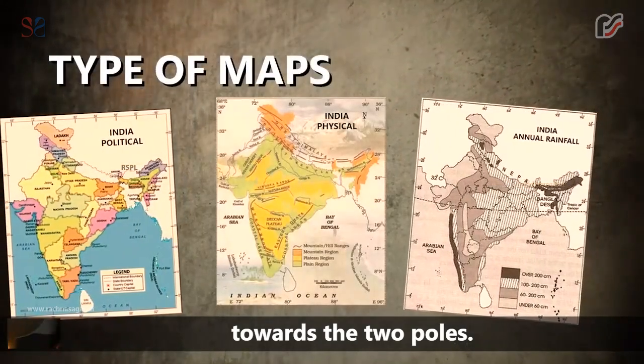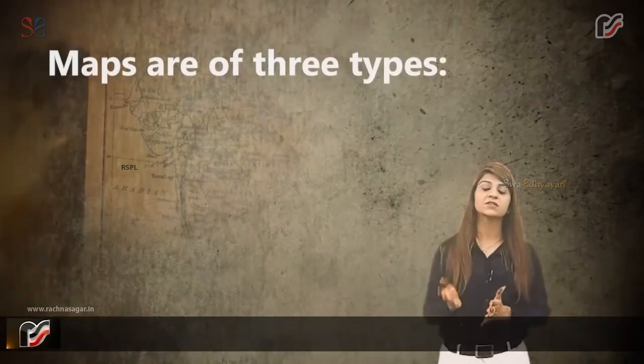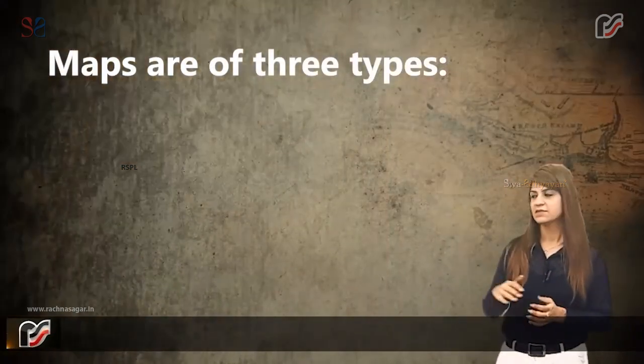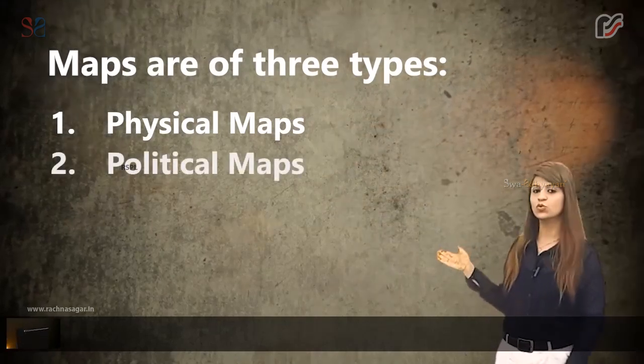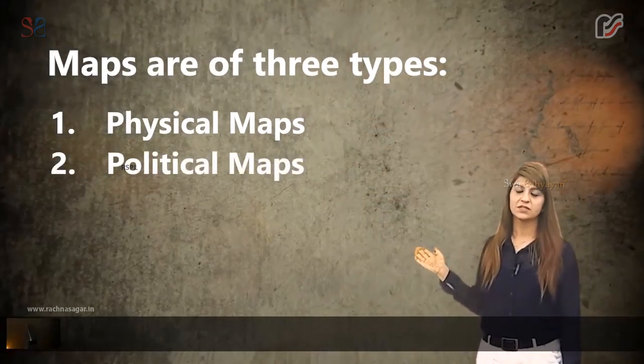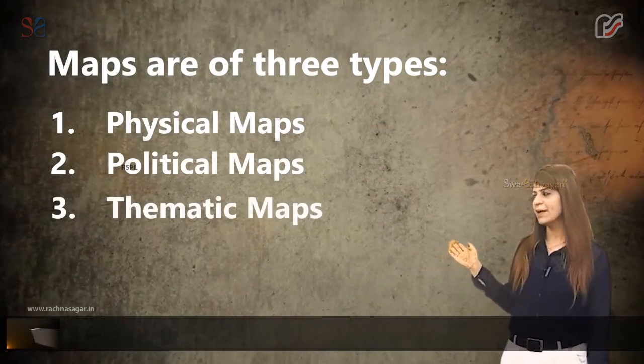Types of maps. Maps are of three types. Number one, physical maps. Number two, political maps. Number three, thematic maps.